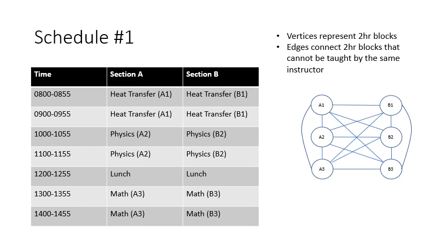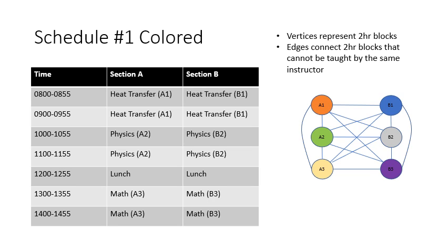The problem becomes much more complex when we consider which subjects are going to be taught at which times, and considering that instructors are only qualified to teach one subject. Here we have the worst possible scenario where section A and section B have the same class schedule. This results in a fully connected graph shown on the right.